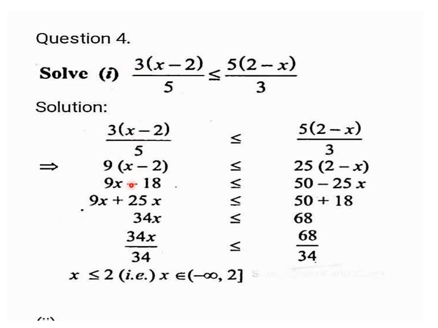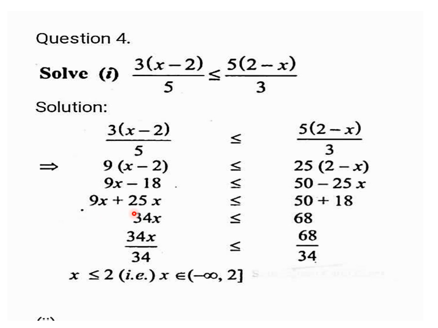When we multiply by 15, here you can cancel and you'll get 9. 9 into x minus 2 is less than or equal to, here when we multiply by 15, you'll get 25 into 2 minus x. Take this 9 inside: 9x minus 18 is less than or equal to, here take this 25 inside, 50 minus 25x. Then you take this x term to the left hand side and this constant to the right hand side.